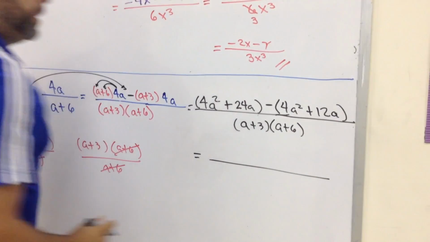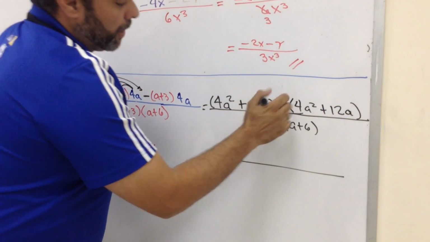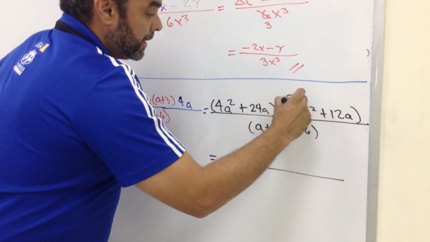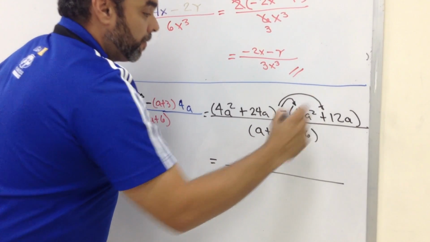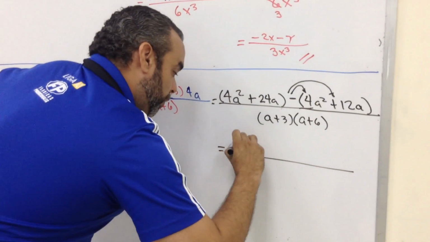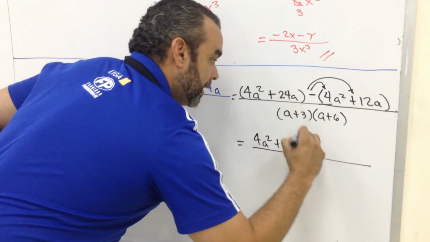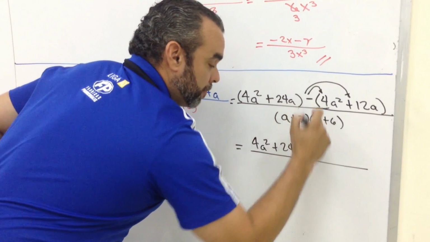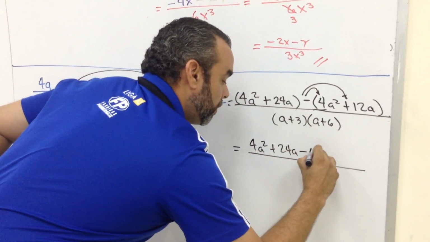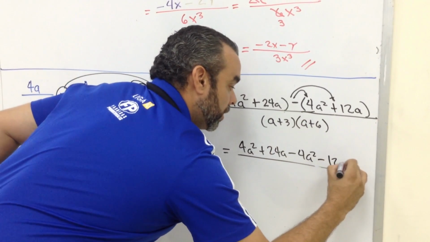Now what I'm going to do here is that I'm going to take my parentheses. This is a negative, so I have to multiply my negative sign by the sign of each of the part of my binomial. So I'm going to write 4a to the square plus 24a. Negative and positive, it's negative 4a squared, and negative and positive, it's negative 12a.